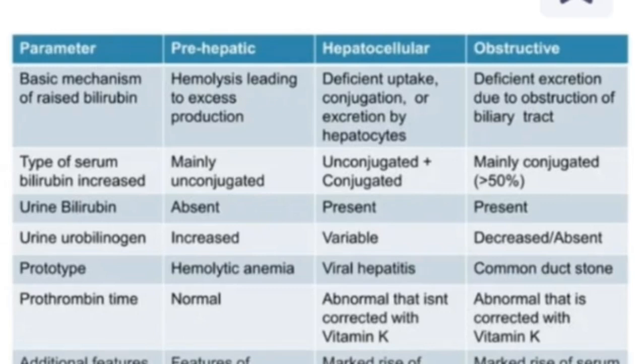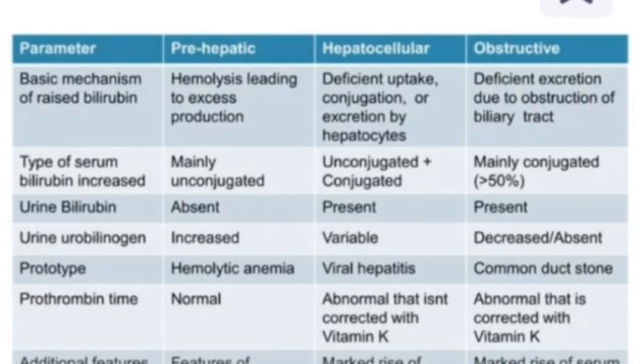So we have the prehepatic. Prehepatic jaundice is a kind of jaundice that involves hemolysis, leading to excess production of the bilirubin. So in this case, the type of serum bilirubin that is increased is mainly unconjugated bilirubin. Of course, I've taught you in the class that unconjugated bilirubin is the bilirubin that has not yet been conjugated by UDP glucuronosyltransferase in the liver. So they are still unconjugated, so they are insoluble in water.